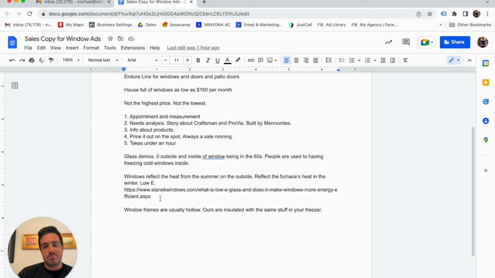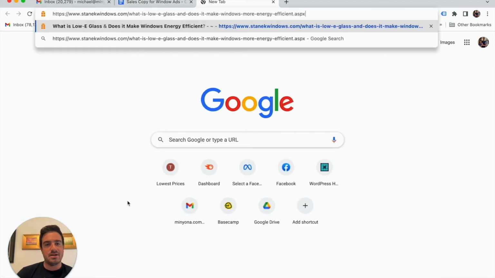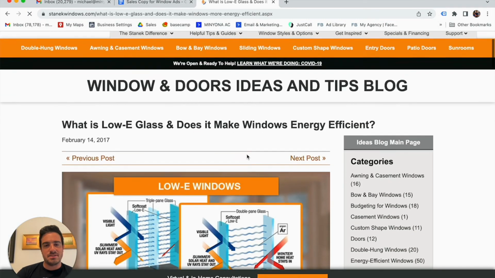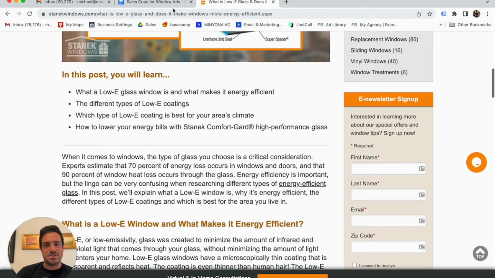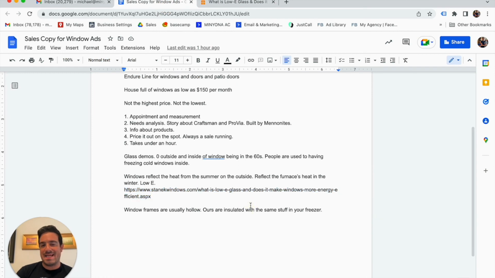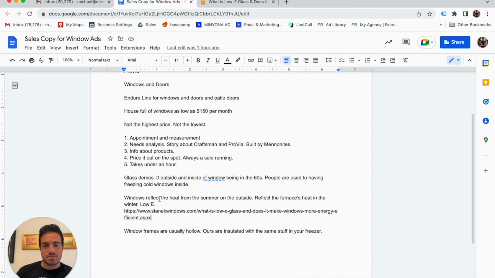So I looked up low E, and I just copied and pasted a link here just to remind me to read about why low E glass windows are energy efficient. Now, what he did say to me is that that's almost all windows now. Like, low E is not a proprietary thing that Provia offers. It's in almost all windows. Anyone can basically say that when they're selling windows.